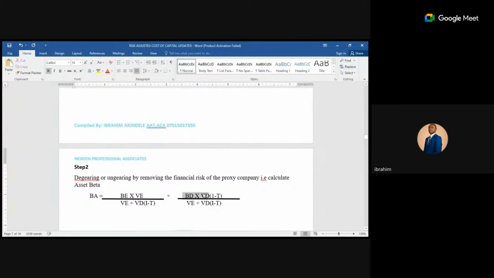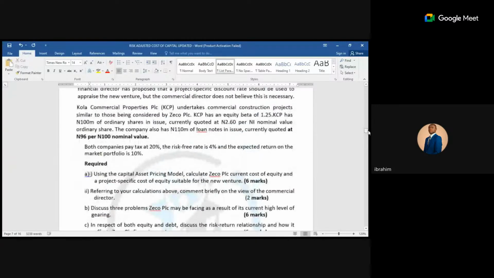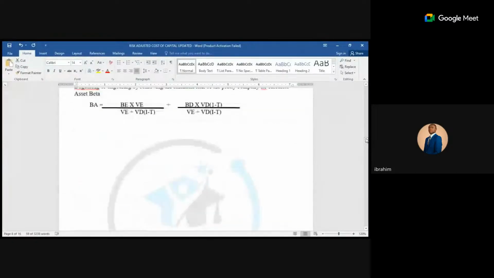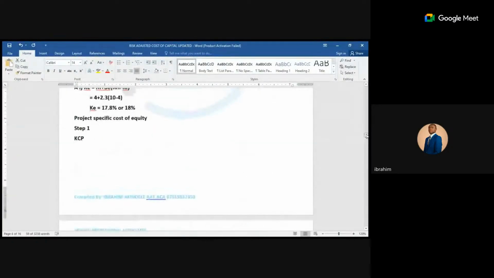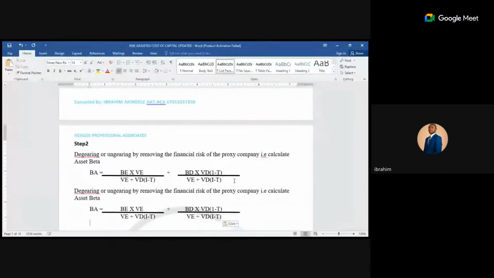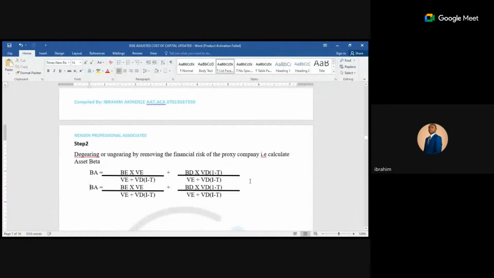Now, do we have a debt beta? Before we move on, do we have a debt beta of the project company? From this information, did they give us a debt beta? No debt beta. Okay, so debt beta will be equal to 0. So I will save my time, and I don't need to capture these parts anymore.